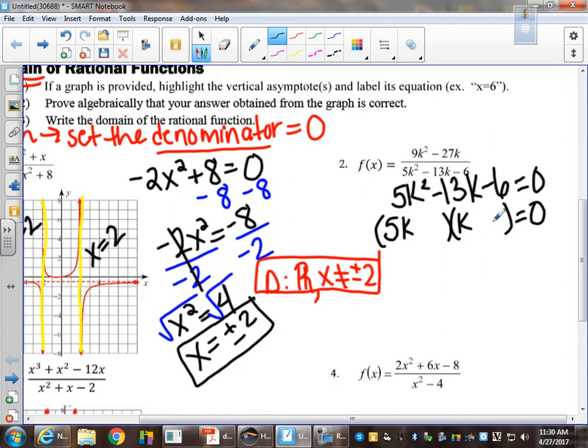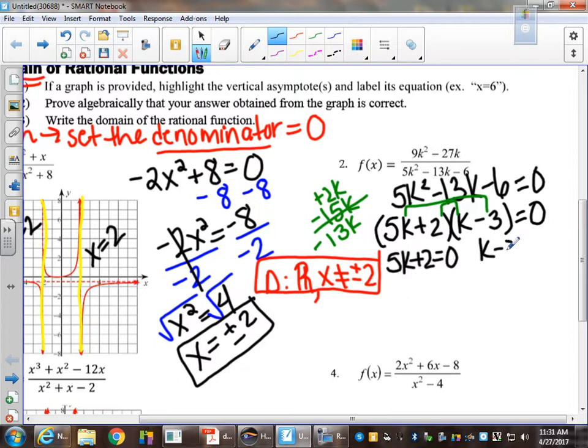Two numbers that multiply to 6 are 2 and 3. If I put a 2 here and a 3 here, make them both negative, my inner will be negative 2k, my outer will be negative 15k. Actually, this is going to be positive. So we're going to have a positive 2k and a negative 15k, which will give us negative 13k. So we're good. My next step now is to set each factor equal to 0. So I'm going to have 5k plus 2 equals 0, and k minus 3 equals 0.